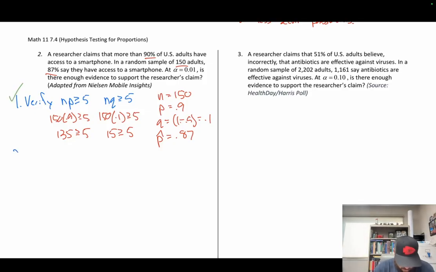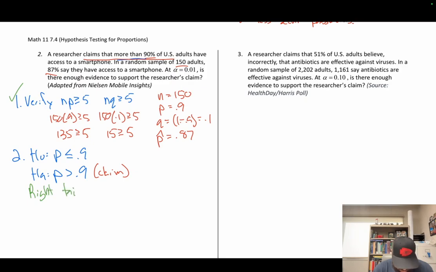All right, step 2. So we have our null and alternative hypotheses. We are more than, so we're going to be more than 0.9 for our alternative, which means our null hypothesis is going to be less than or equal to 0.9. Our alternative is our claim there. And since we are more than this time, it is a right-tailed test.